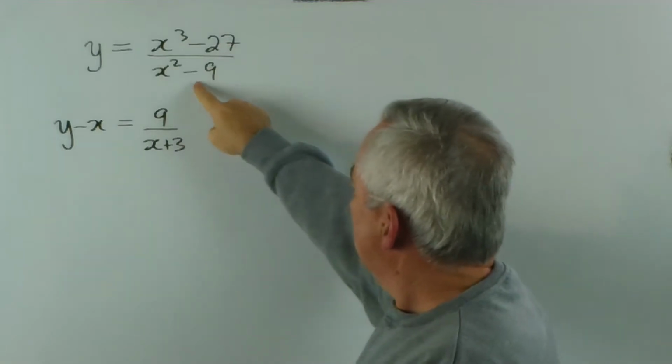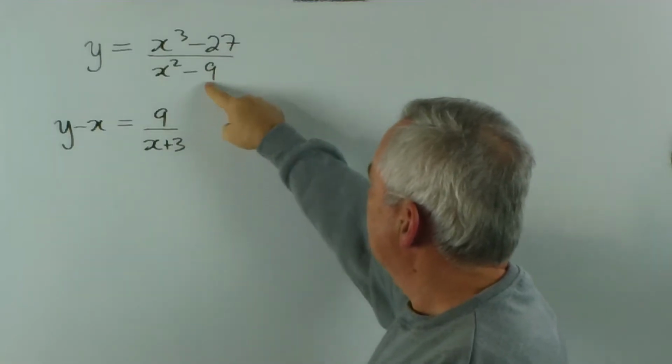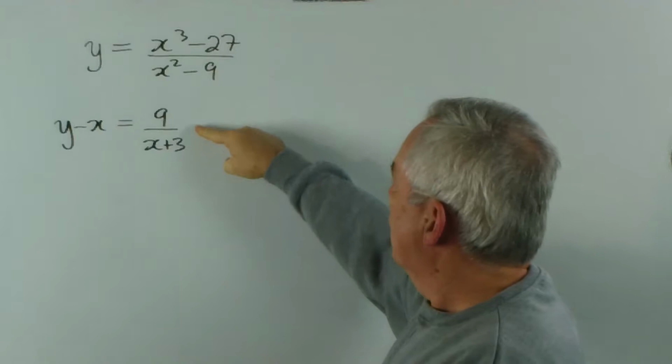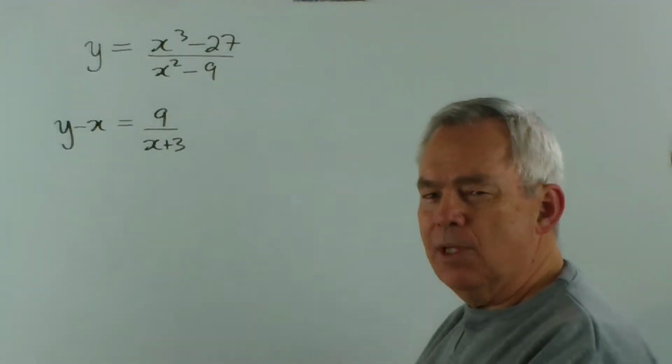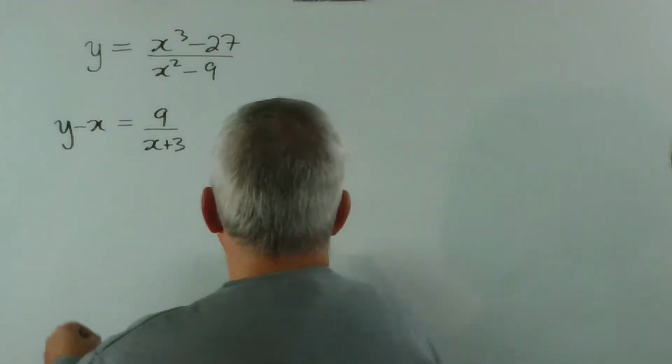But you notice that something unusual has happened here. The denominator has changed from x squared minus 9 to x plus 3. And I want you to notice this.